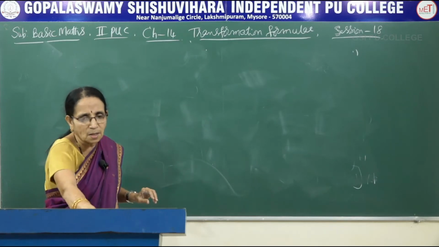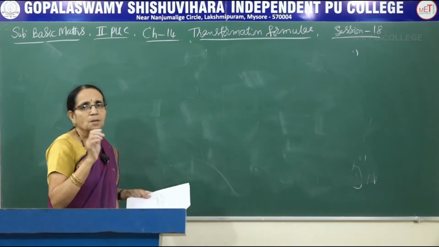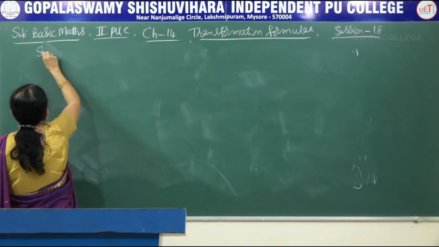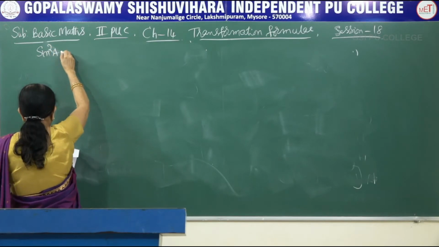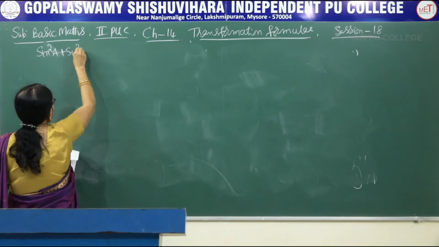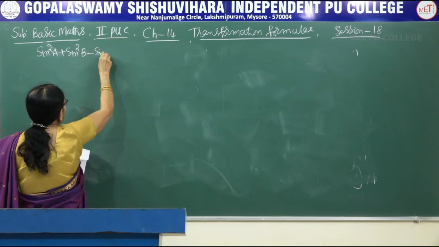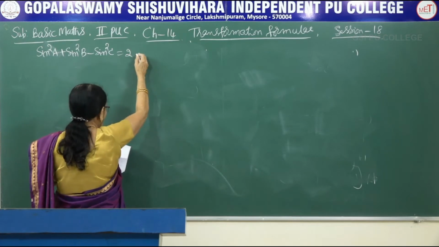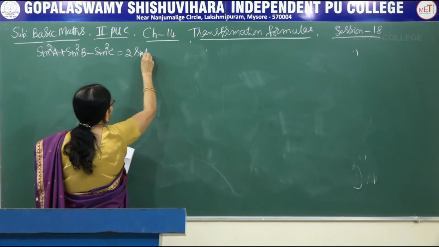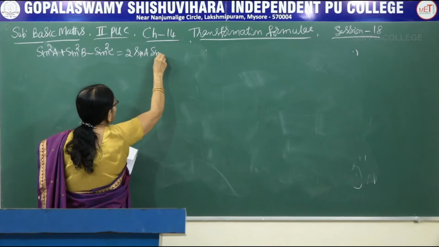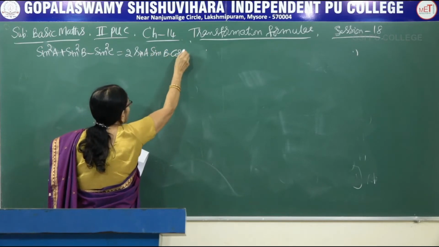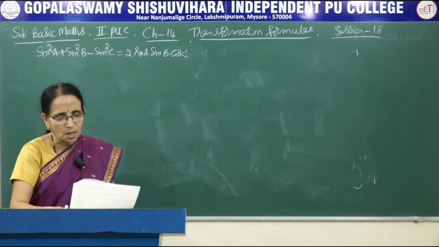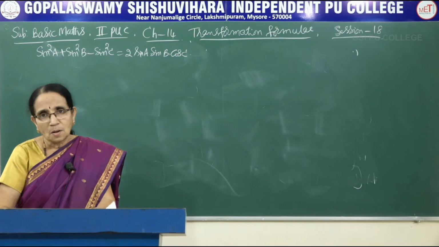So first let me write the problem. The data is same, that is a plus b plus c equal to 180 degrees. So this is what we have to prove. Sin square a plus sin square b minus sin square c should be equal to 2 times sin a into sin b into cos of c. So this is the result we have to prove.